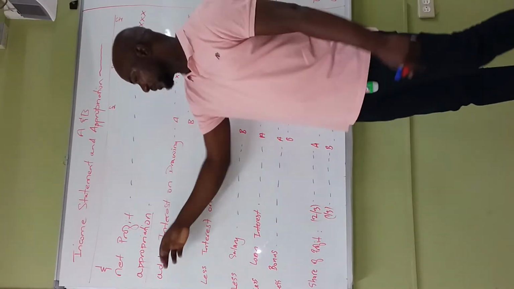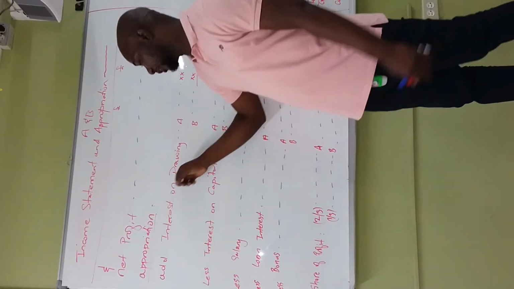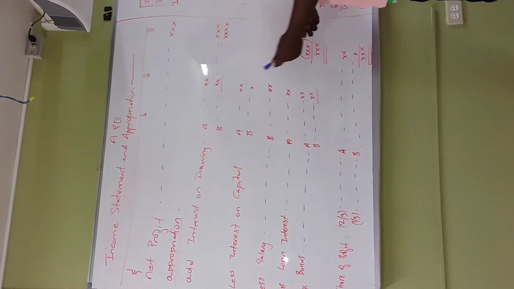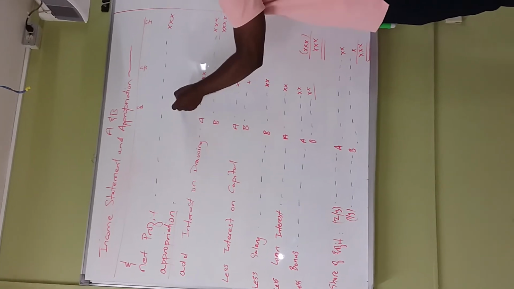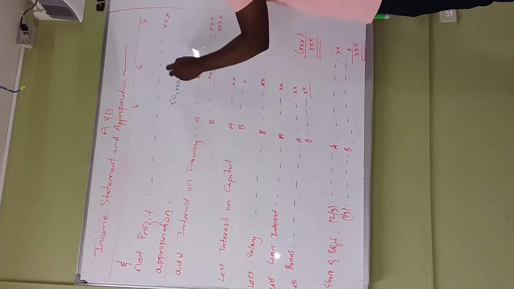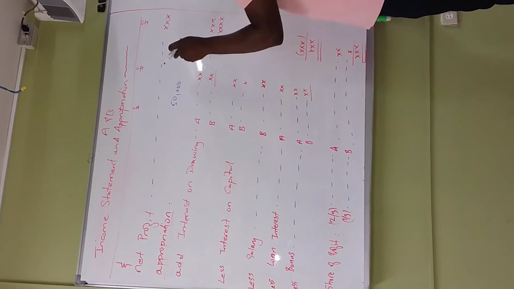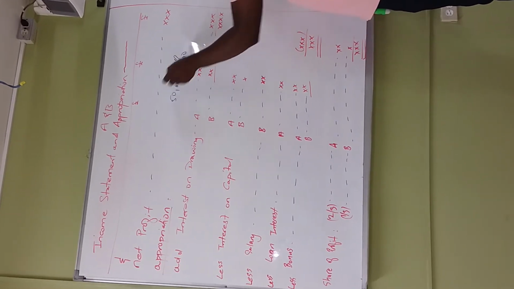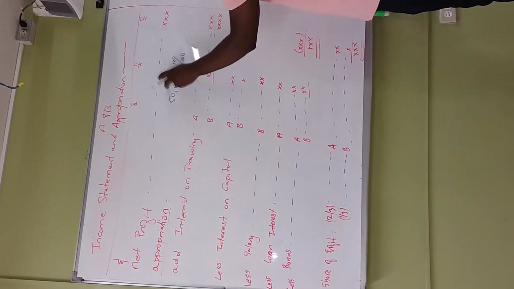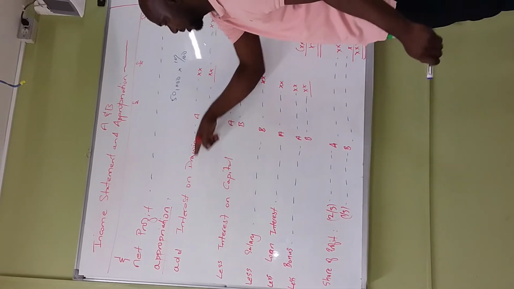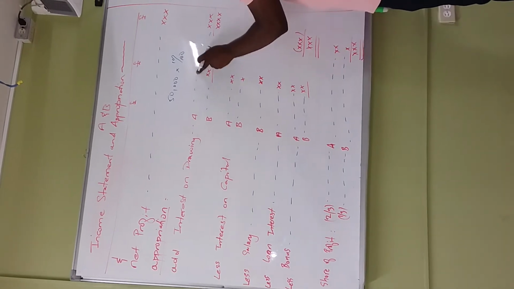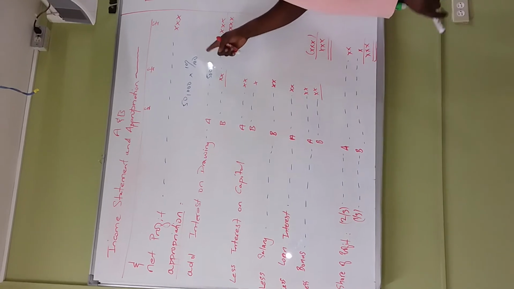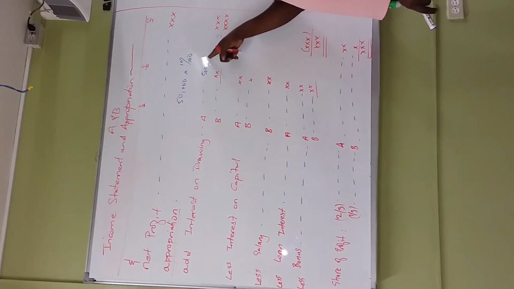Now first, we start by doing what? Adding our interest on drawings. We add our interest on drawings. So assuming that partner A took out drawings of say $50,000, and the interest on drawings is, take for example, 10%. It therefore means that 10% of the $50,000 would have been $5,000. So the interest that partner A would have been paying would have been $5,000, and that would have been recorded there.